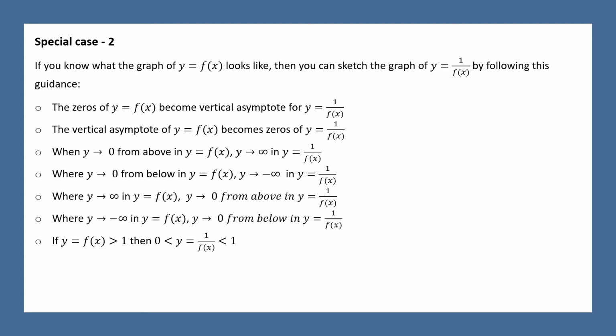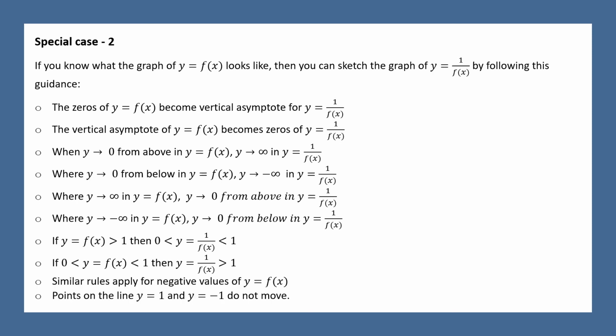When the function is greater than 1, then 1 over f of x will lie between 0 and 1, and when y is equal to f of x lies between 0 and 1, then 1 over f of x will be greater than 1. Similar rules will apply for negative values of y is equal to f of x. Key thing to note, the points on the line y is equal to 1 and y is equal to minus 1 do not move.